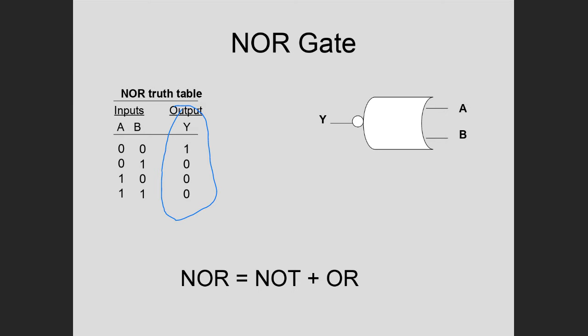So we have an AND gate and we have an OR gate. If I not the output of an AND gate, I have a NAND or not AND. If I not the output of an OR gate, I have a not OR, or NOR. I just invert those outputs in the truth table, and then I have the truth table for the NAND and the truth table for the NOR.